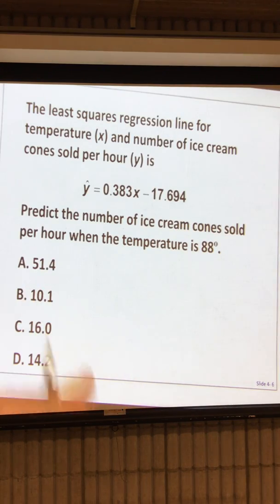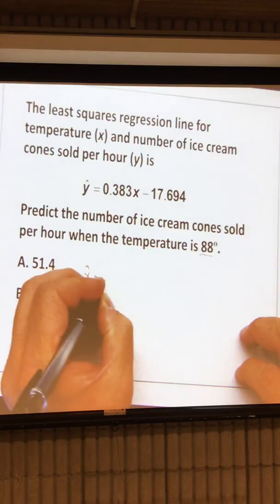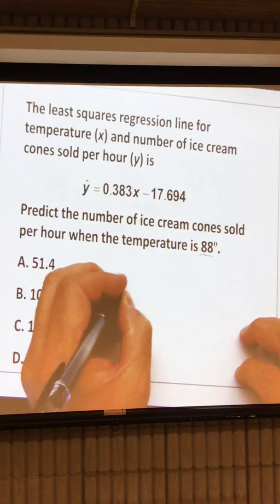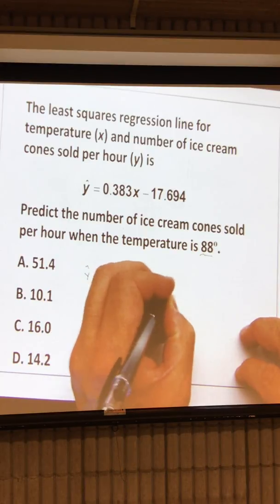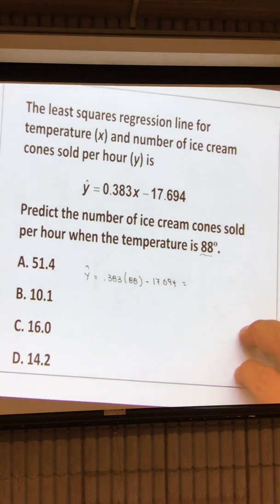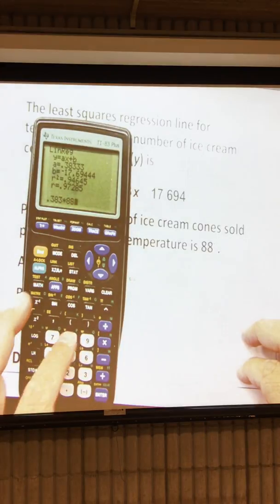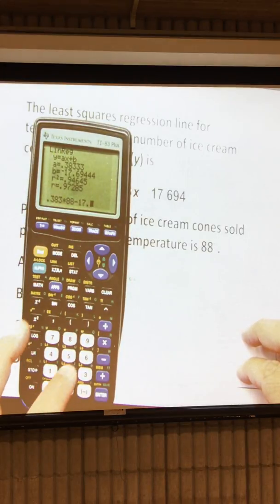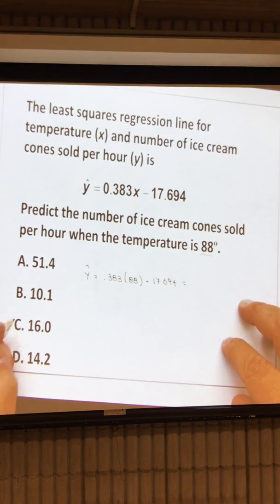Next problem, predict when the temperature is 88. Again, you can predict from 65 degrees to 105 degrees. So y is equal to 0.383 times 88 minus 17.694. We can use the calculator: 0.383 times 88 minus 17.694. So this is going to be 16 cones. So the correct answer is C.